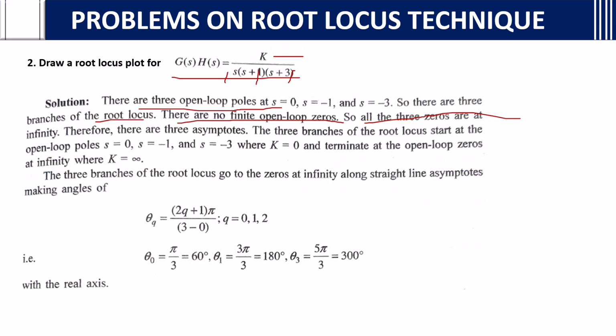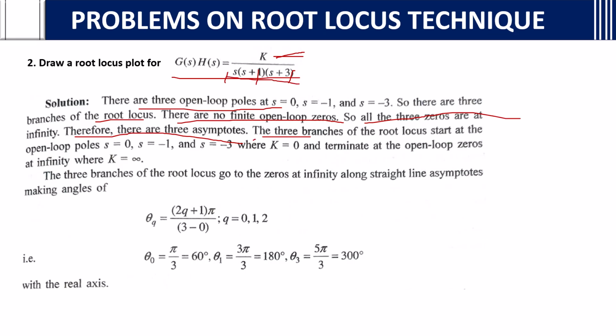Therefore, there are three asymptotes. Asymptotes, as I told, means they never touch or cross, but they propagate to infinity, so they are called asymptotes. As here all the zeros are going to infinity, as there are no finite zeros, there are three asymptotes to the respective poles.